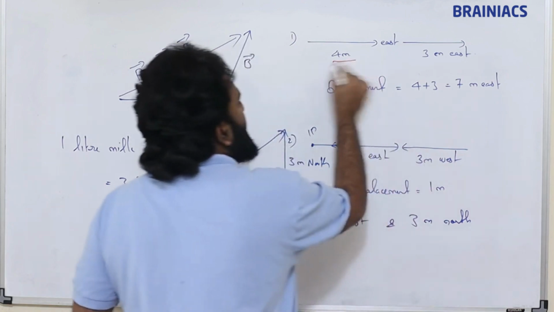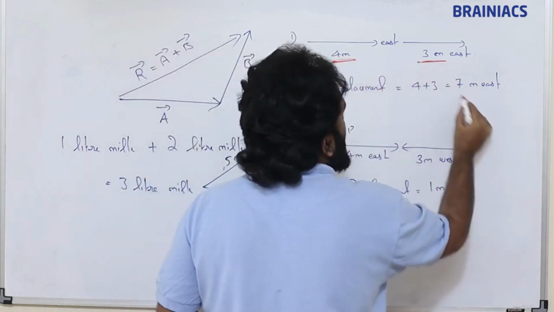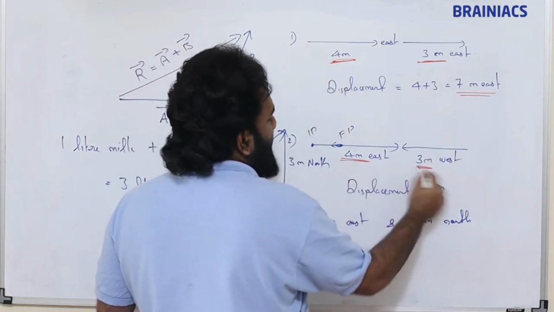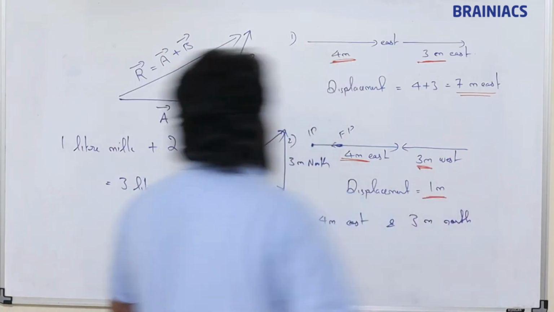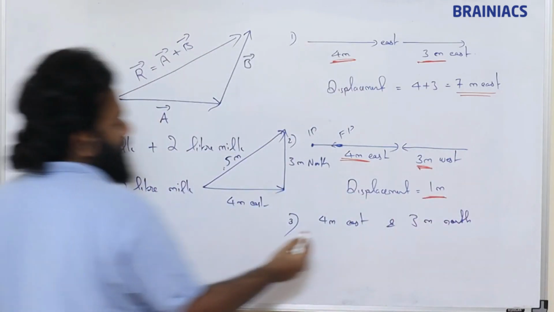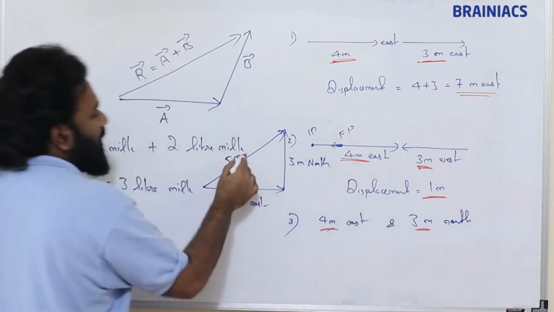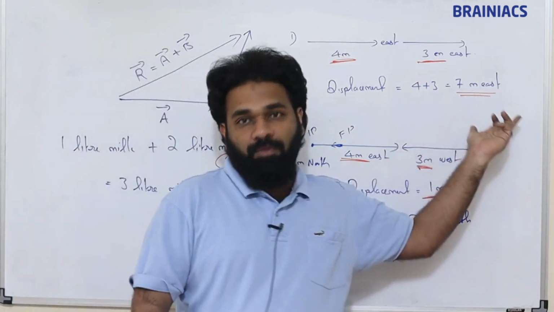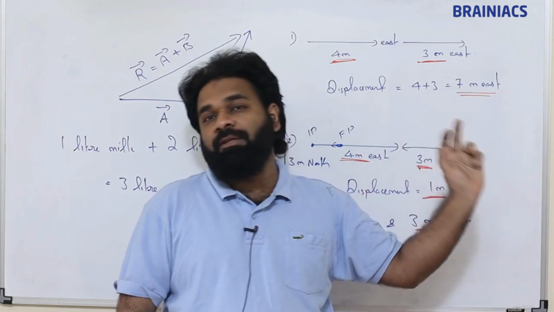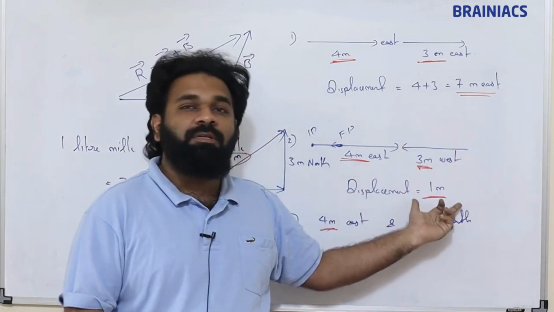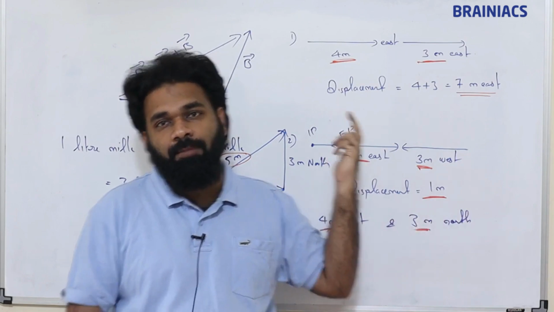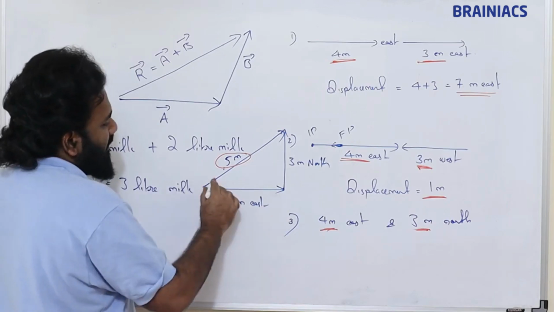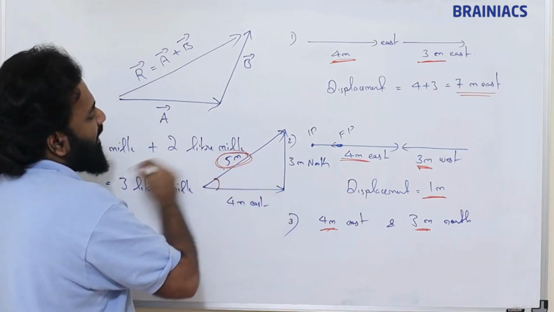So, same values: 4 meters we used, 3 meters we used, we got 7 meters as displacement. Here also we used 4 meters and 3 meters, but we got the displacement as 1 meter. Here also we used 4 meters and 3 meters, but we got the displacement as 5 meters. So the first is the maximum displacement possible, when the angle between the vectors is 0, and this is the minimum displacement, when the angle between the vectors is 180 degrees. If the angle between the vectors is between 0 and 180 degrees, we get intermediate values.